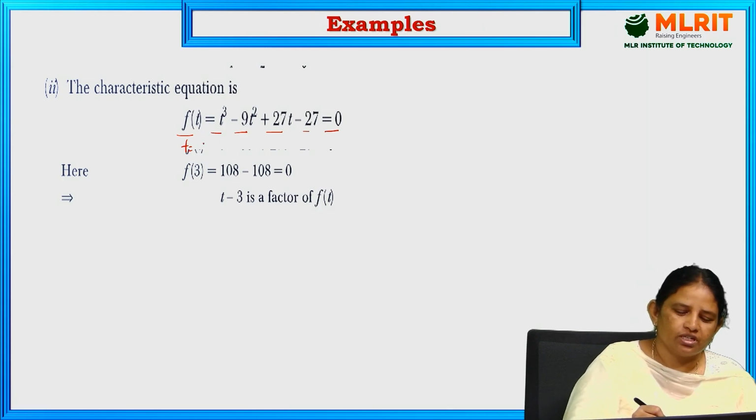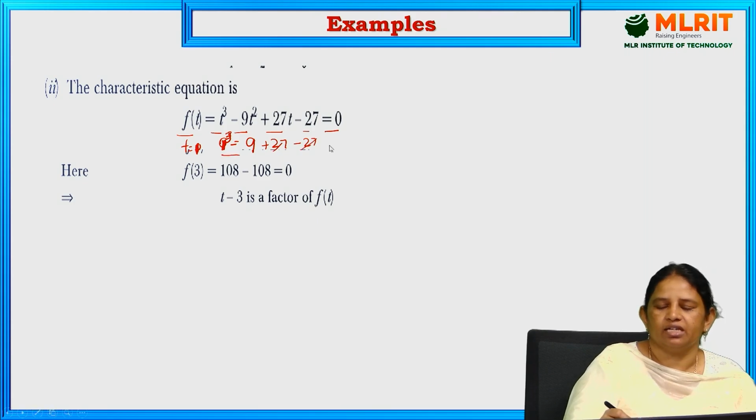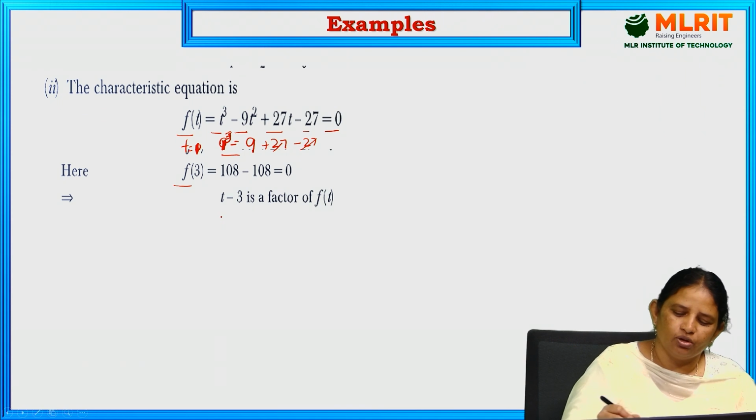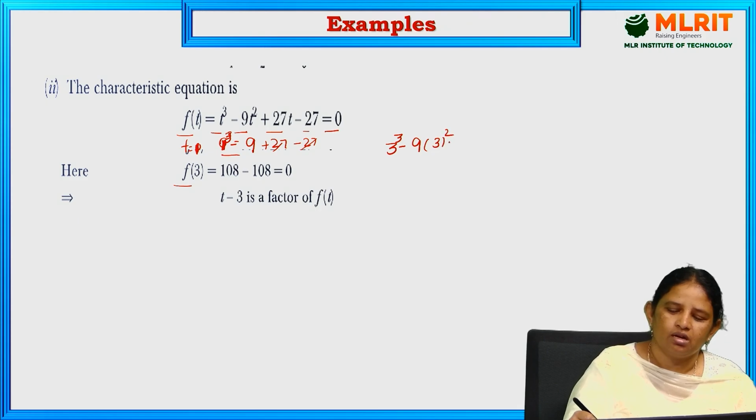Suppose t equal to 0, then we get 0 cube minus 9 times 0. So we have to start with t equal to 1: 1 cube minus 9 plus 27 minus 27. So we get minus 8, that is not equal to 0. So we have to try f of 3. So we get 3 cube minus 9 into 3 square plus 27 into 3, that is 81 minus 27.